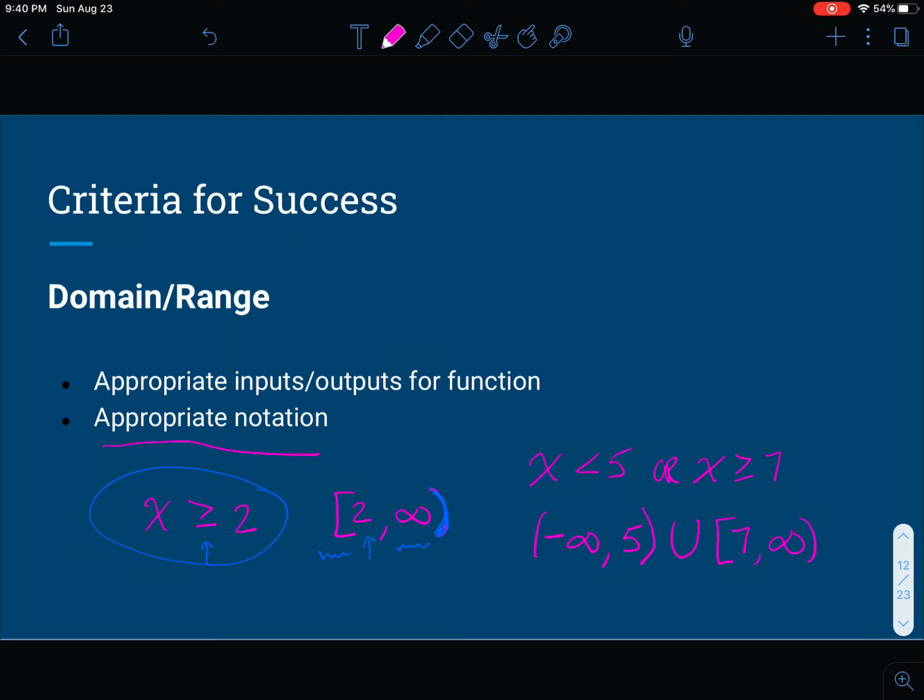The last one I want to reflect on here is you've probably seen this for all real numbers, or you just write all real numbers. What we're going to do for interval notation is say, hey, we're going to go from negative infinity all the way to infinity. And that's how we would use the interval notation.